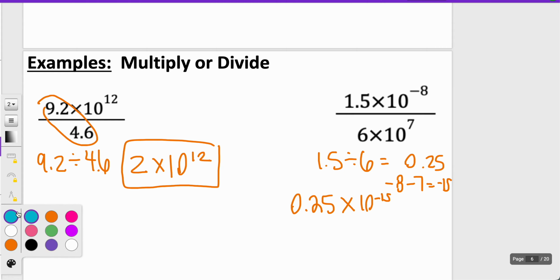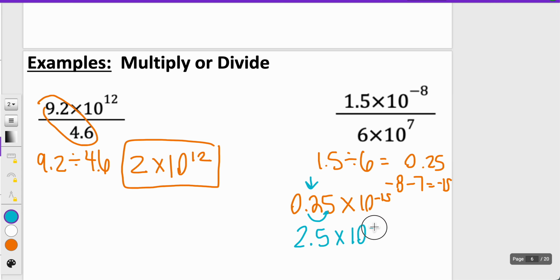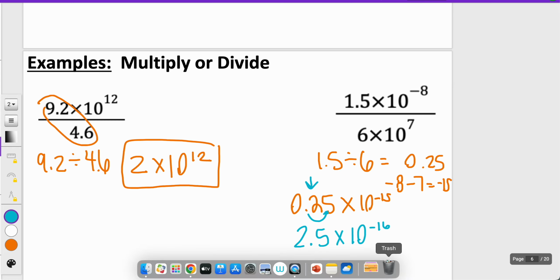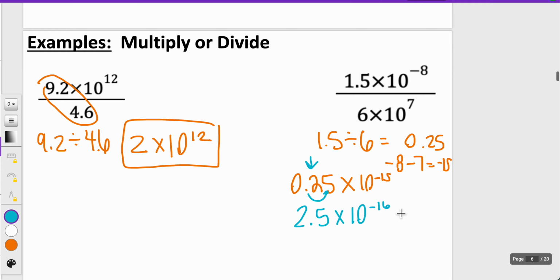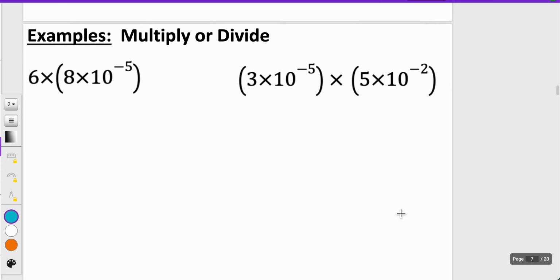Here's the only problem we have. This 0.25 is not in scientific notation. So in order to do that, we have to move it one place to the right. So that means we're going to be adding on an extra negative here to net to that 15 and making it negative 16. So this would need to be 2.5 times 10 to the negative 16th power. So when it is further away, we need to create a bigger exponent for it to be in scientific notation. Okay? Let's try some more. Let's go on to the next one.